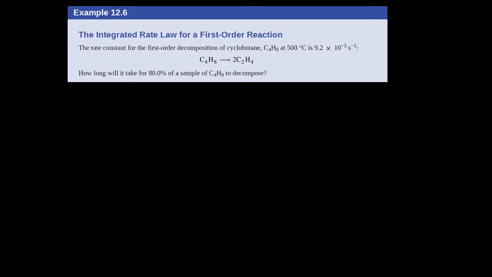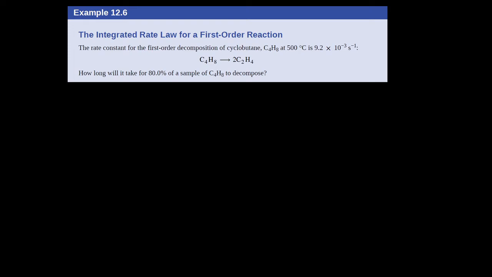Alright, let's jump into these practice problems here. So we have our first one, which says the rate constant of the first order decomposition of cyclobutane at 500 degrees C is 9.2 times 10 to the negative third per second. How long will it take for 80% of a sample to decompose? Alright.